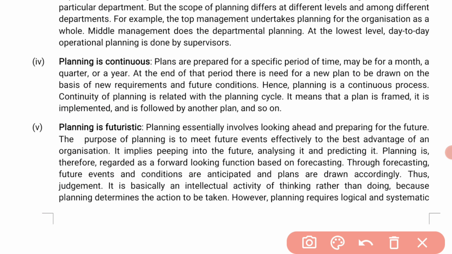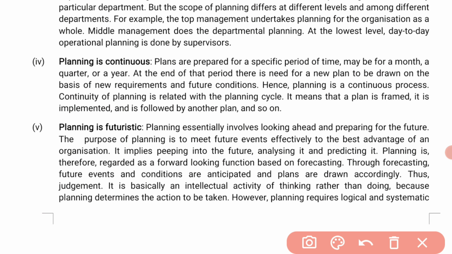Next feature of planning: planning is futuristic. Planning essentially involves looking ahead and preparing for the future. Whatever planning is done in every business organization, it is for the future. What steps are to be undertaken in the coming days? For that, we make the plan.